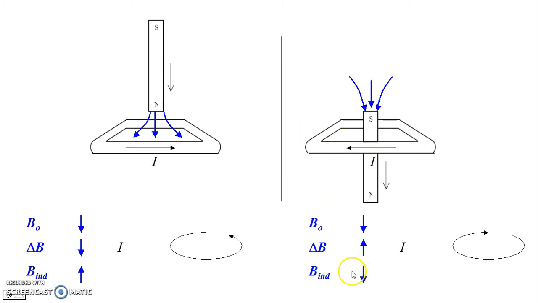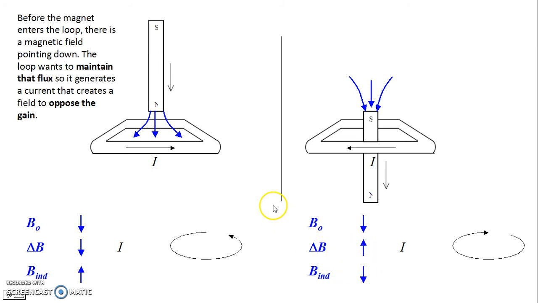That your thumb should point down. That's the induced magnetic field that opposes the change. So let's just put some words on this, right? In this section, before the magnet enters the loop, there's a magnetic field pointing down. That's this initial magnetic field.